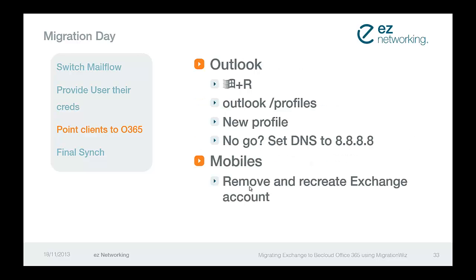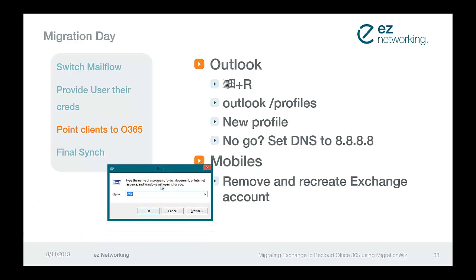Now we need to make sure that the new Office 365 will be connected to the Outlook, or Outlook to Office 365, and there's an easy way to do it in Windows. If you press the Windows key plus R, you can create a new profile there. So let us try that as well. And type Outlook /profiles.